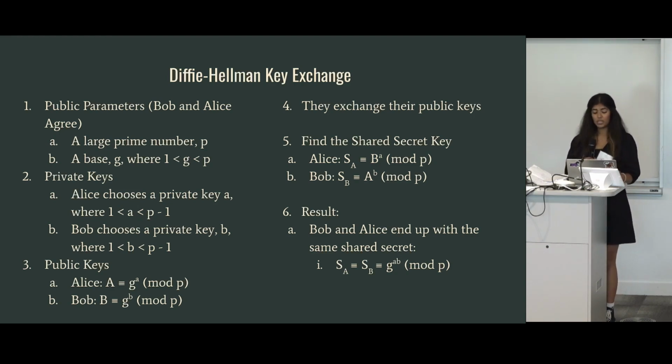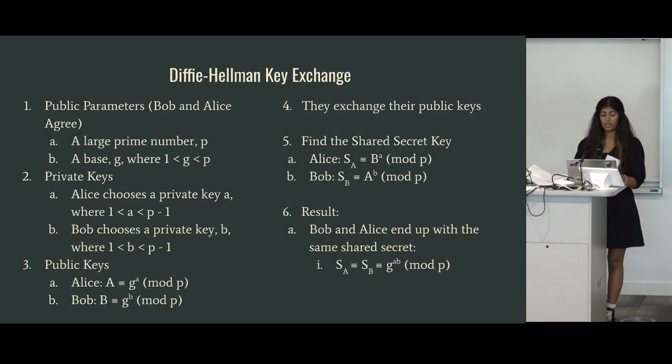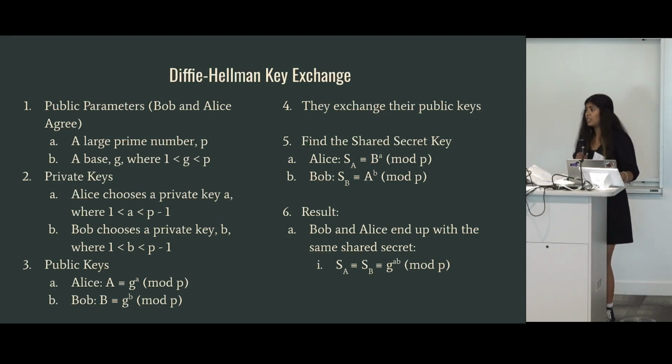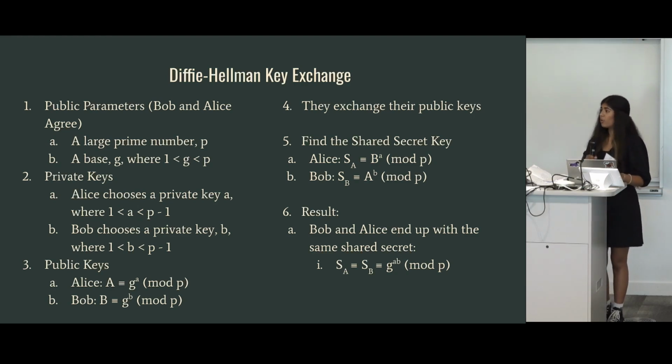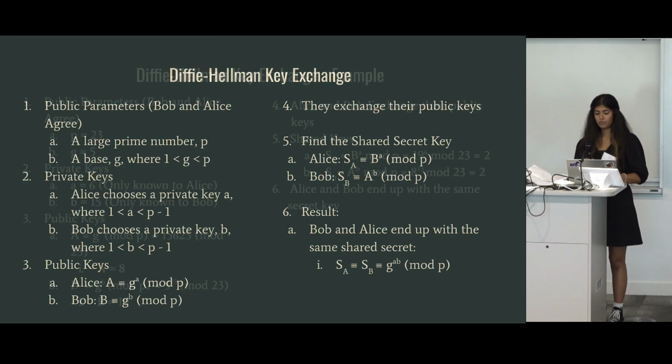Once they exchange their public keys, they compute a shared secret key. Alice takes Bob's public key and combines it with her private key to compute a shared secret using Bob's public key raised to the power of her private key, mod P. And Bob does the same thing using Alice's public key and his private key. As a result, despite using different keys, the mathematical properties of this algorithm and just exponent rules in general ensure that both Alice and Bob end up with the same shared secret no matter what their private keys are.